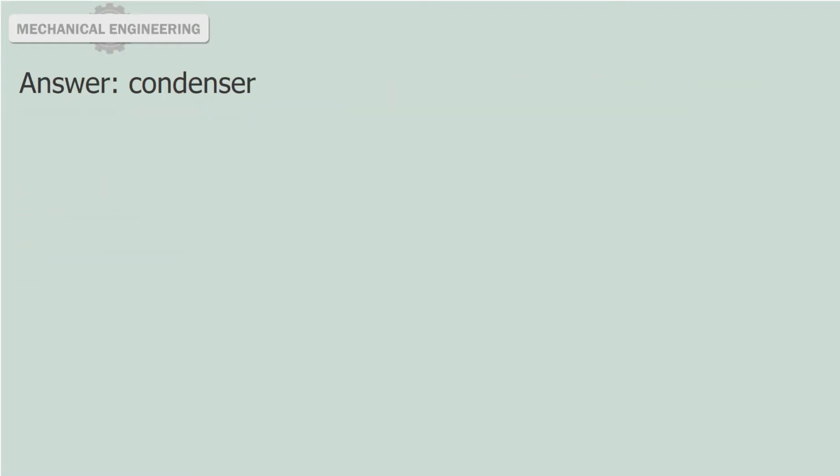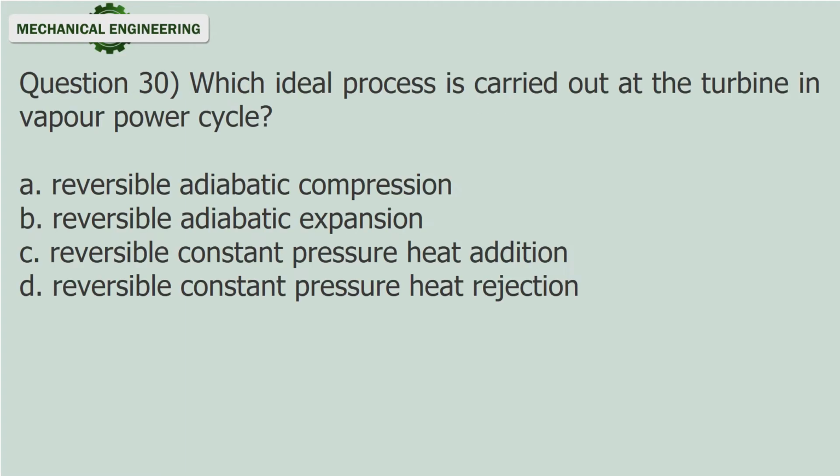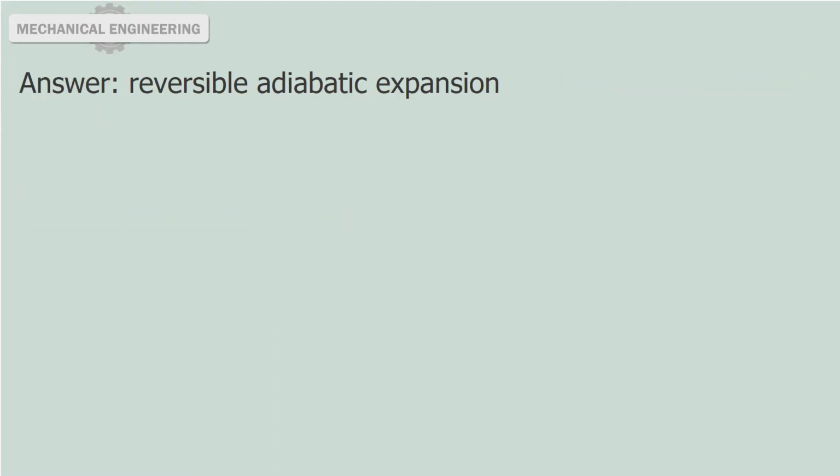Answer: condenser. Question 30. Which ideal process is carried out at the turbine in vapor power cycle? A. Reversible adiabatic compression, B. Reversible adiabatic expansion, C. Reversible constant pressure heat addition, D. Reversible constant pressure heat rejection. Answer: reversible adiabatic expansion.